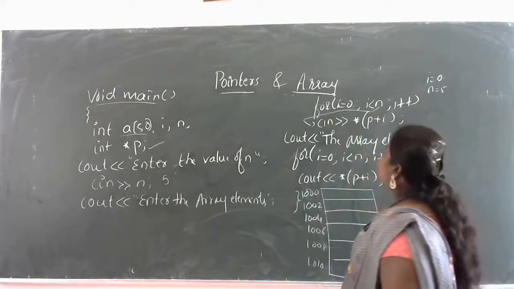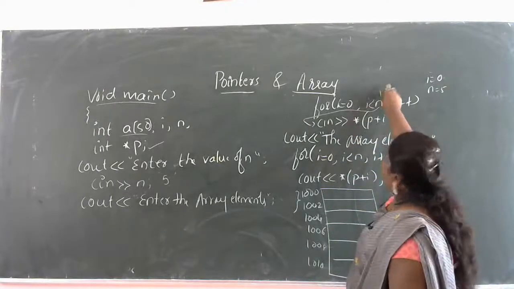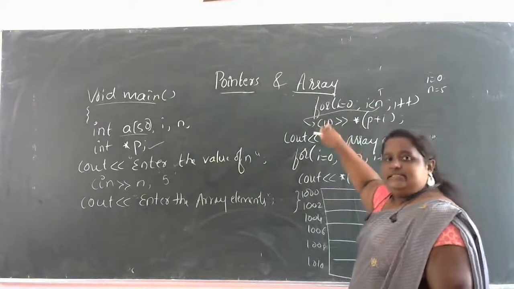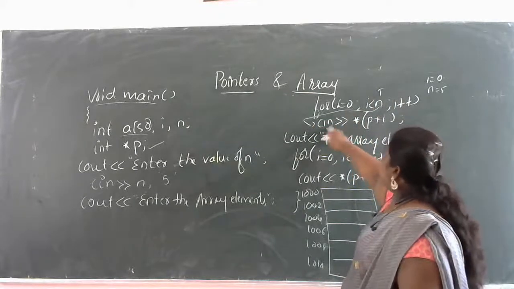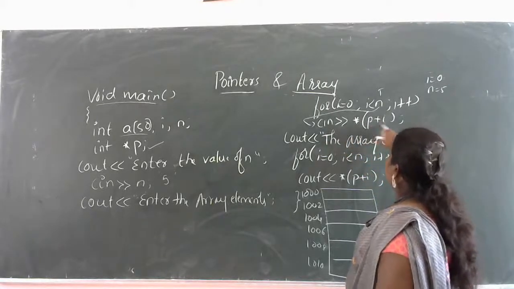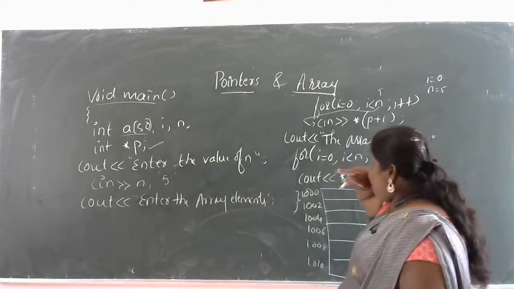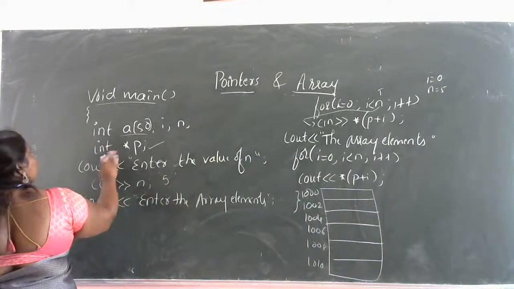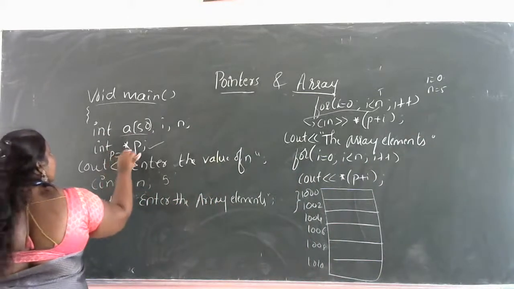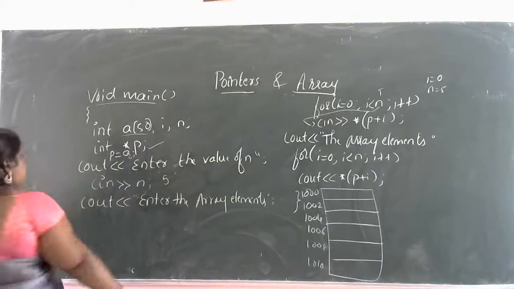The statement inside your for loop will be executed when the condition is true. That is cin of star of p plus i. Star of p plus i. Before this, you need to store the address of the first array element in the pointer.